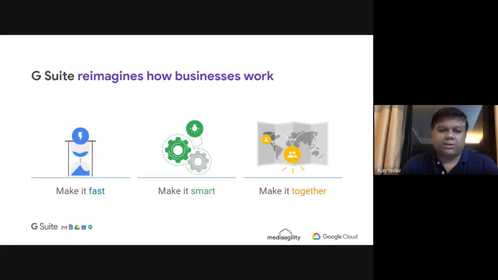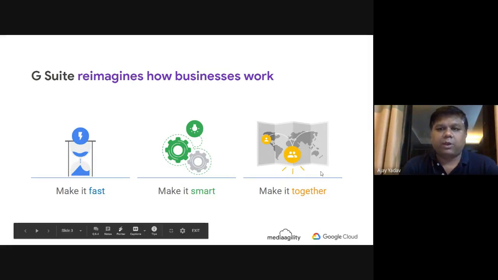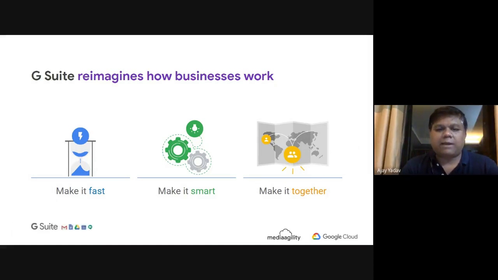G Suite plays a major role, and there are three key pillars that we have seen help us to be more productive. First, it helps us make things faster, which means we can collaborate effectively and seamlessly with our employees. We can make things smart. We need not do all those traditional jobs that we were doing. We have machine learning that powers most of this technology today, helping to automate features as small as smart compose. We just start typing and the system automatically detects what we are trying to convey and completes it together.